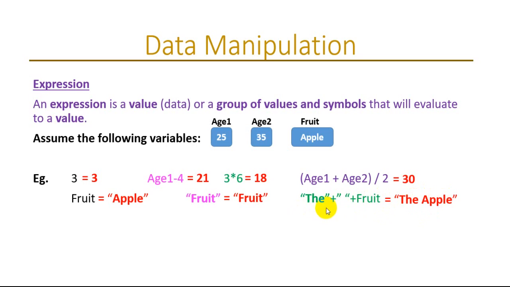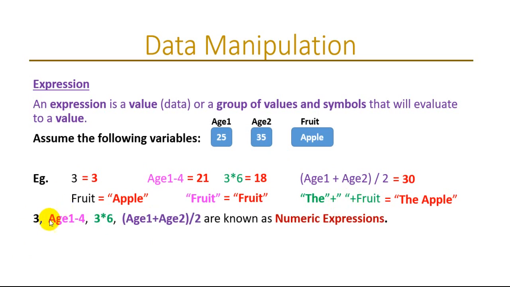So when we do our programming part, just remember this. When I say expression, it could be any of these. These are numeric expressions, that is 3, age 1 minus 4, 3 into 6, open brackets age 1 plus age 2 divided by 2. Fruit within double quotes, the, space, and fruit are all alphanumeric expressions.